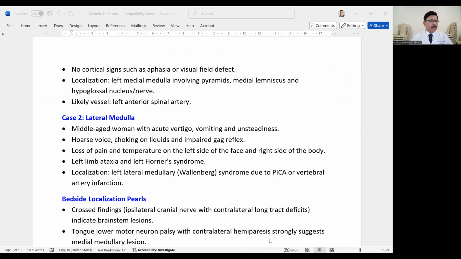Now, lateral medulla. A middle-aged woman with acute vertigo, vomiting, and unsteadiness. So, vertigo because of the vestibular involvement.